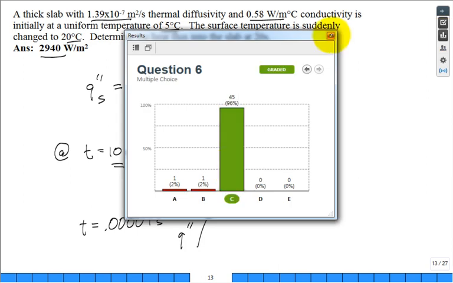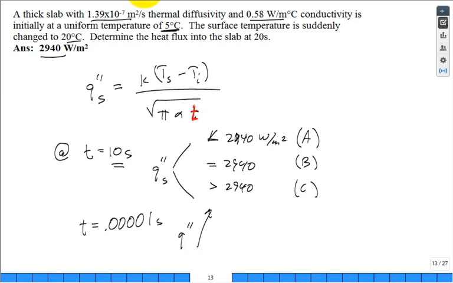There you go. So basically, there's a little bit of a singularity. What does Q double prime at the surface do at time equal to 0? Well, I'm going to do 1 over the square root of 0. It's like infinity. But that's the result of having this mathematical instantaneous change in the surface temperature. You're going to have an infinite flux to accomplish that. So don't worry too much about the singularity.